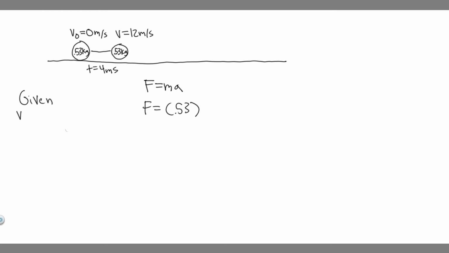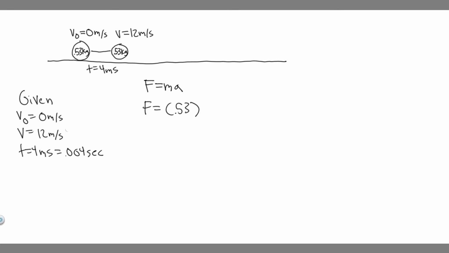We know the initial velocity is 0 meters per second because it starts at rest. We know the final velocity at the end of this interval is 12 meters per second. And we know how long the interval is going to take: 4 milliseconds. What we're going to do is convert this first into seconds. There's 1,000 milliseconds for every second, so to convert it, you just divide by 1,000. It's equal to 0.004 seconds.